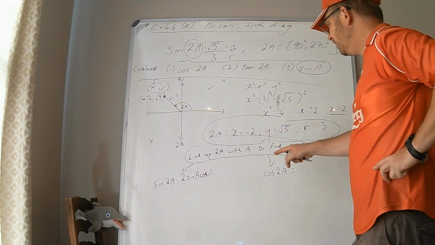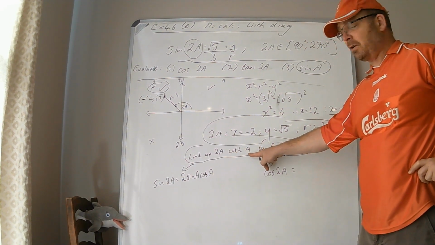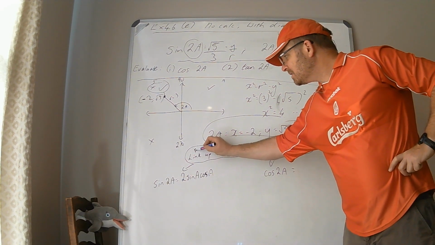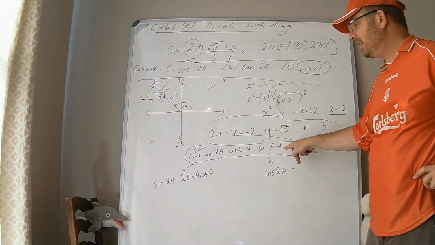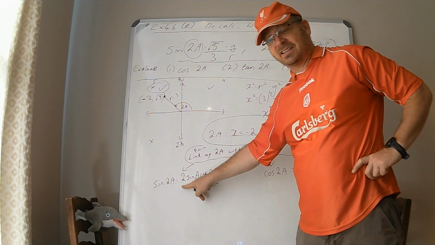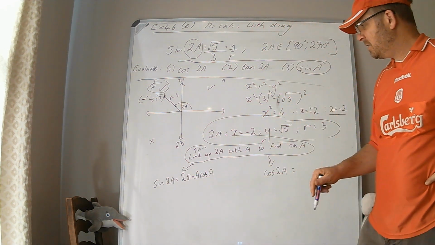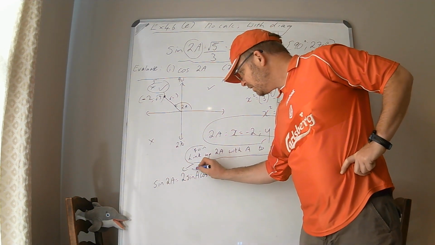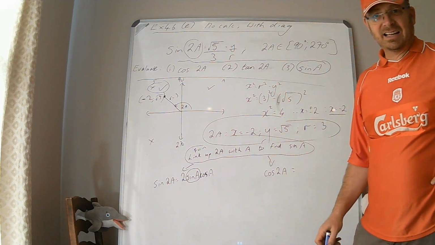Okay, so what you're trying to do is link up 2A with A, a formula which links up 2A with A, in order to find sine A. Probably because you're given sine 2A, that was your first instinct, to say, okay, well I know that sine 2A is equal to 2 sine A cos A. What are you trying to find? You're trying to find sine A.